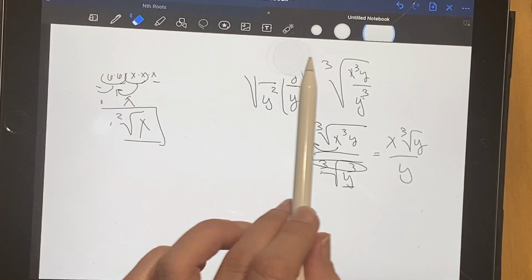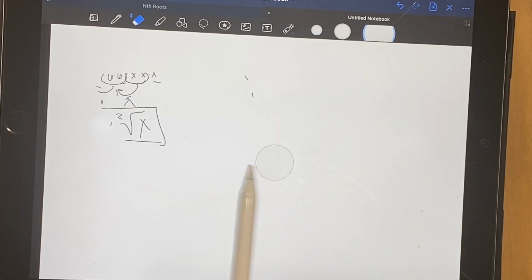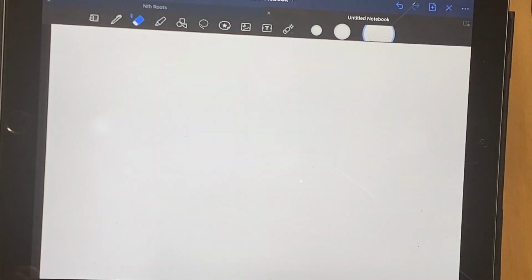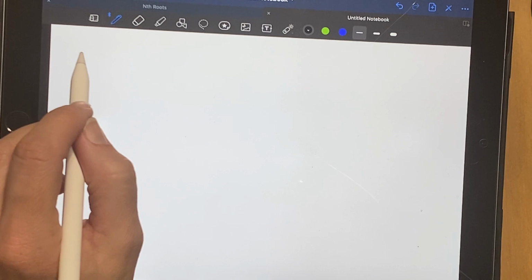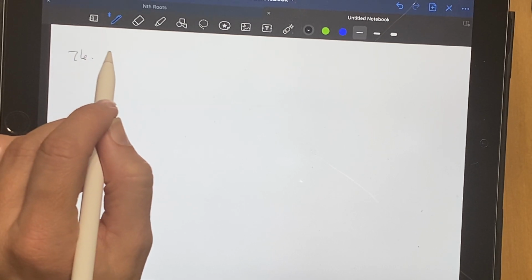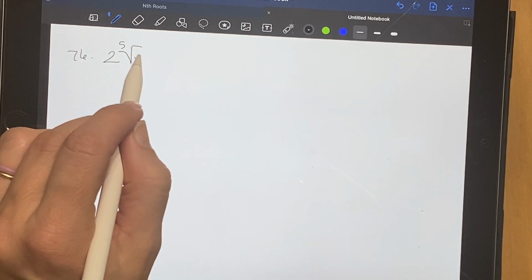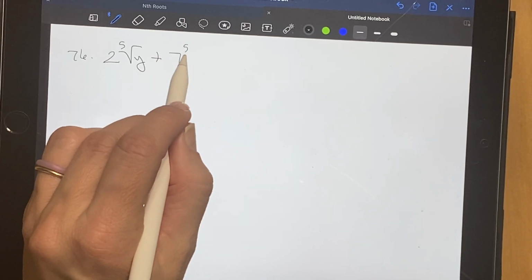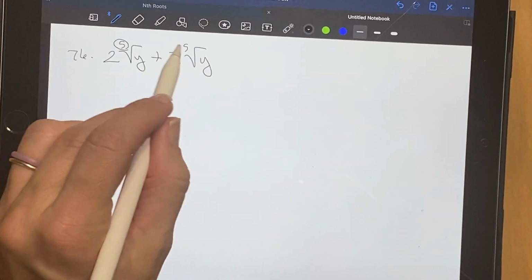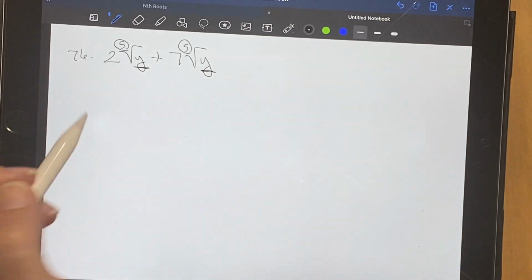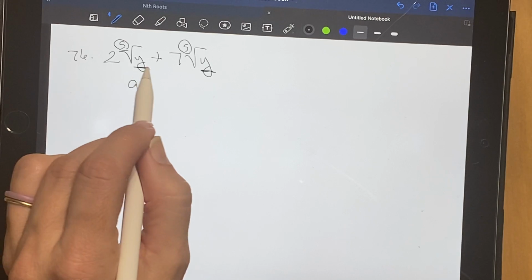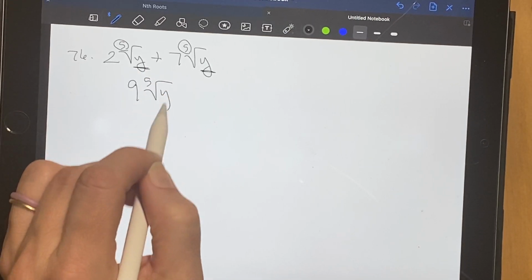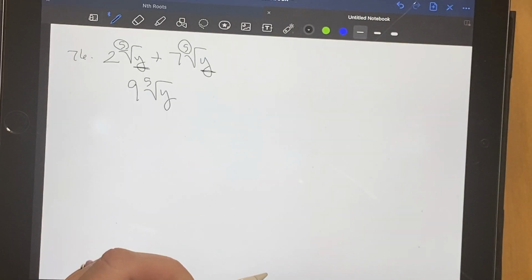Right? For 76 through 81, it's about combining variable expressions. So again, we're looking at addition and subtraction. Our rules for addition and subtraction, they have to be exactly the same. So let's look at 76. If I have 2 fifth roots of y plus 7 fifth roots of y, indexes match, radicand matches, so it's 2 plus 7 gives me 9, and then my like family stays the same.